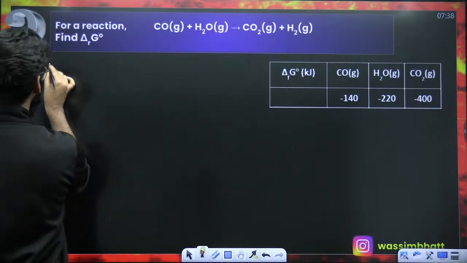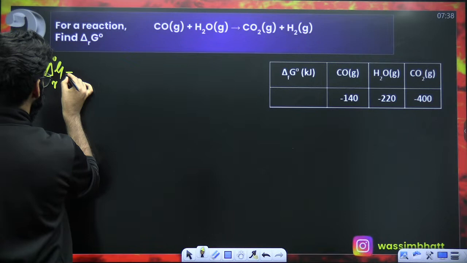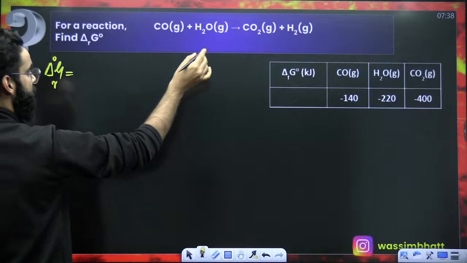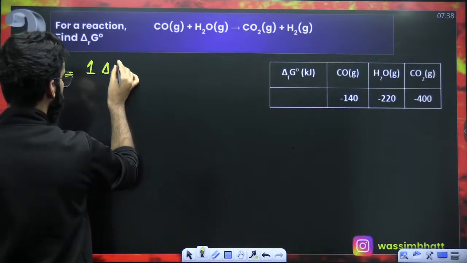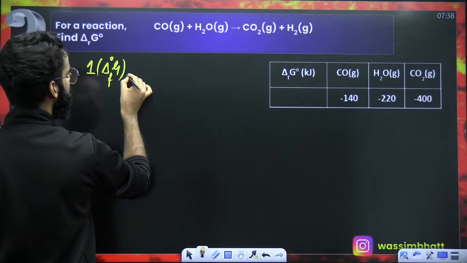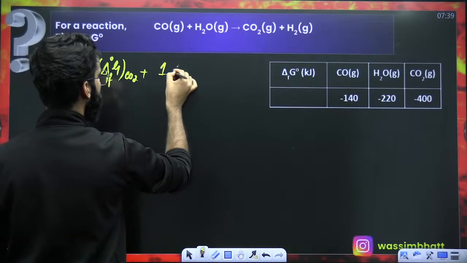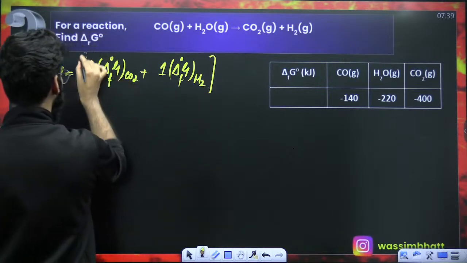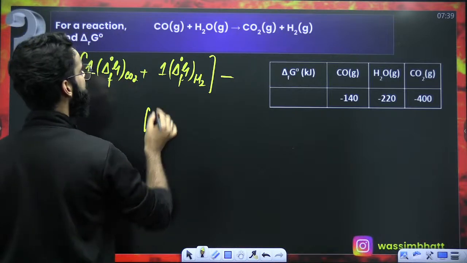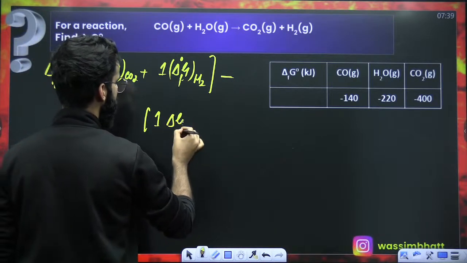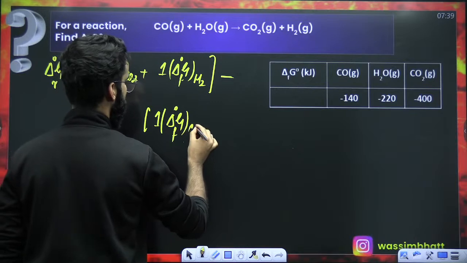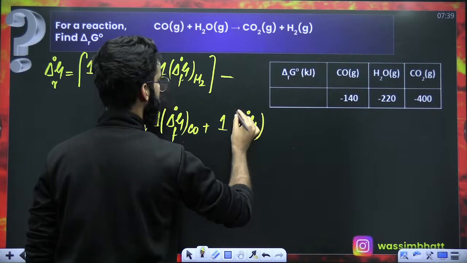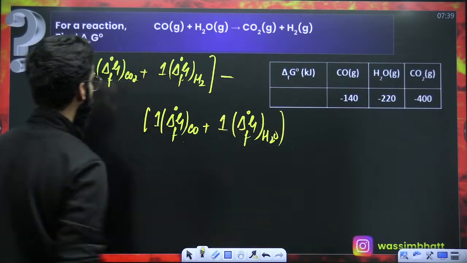We need to calculate the standard Gibbs free energy change for the reaction, which will be equal to the standard Gibbs free energy of formation of products minus reactants. So I'll start with 1 multiplied by delta G naught F of carbon dioxide plus 1 multiplied by delta G naught F of H2. This is the standard Gibbs free energy of products minus the standard Gibbs free energy of reactants. So 1 multiplied by delta G naught F of carbon monoxide plus 1 multiplied by delta G naught F of water. Now see if all the parameters are given or not.